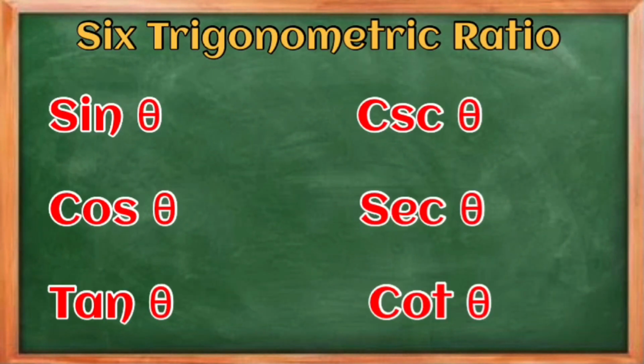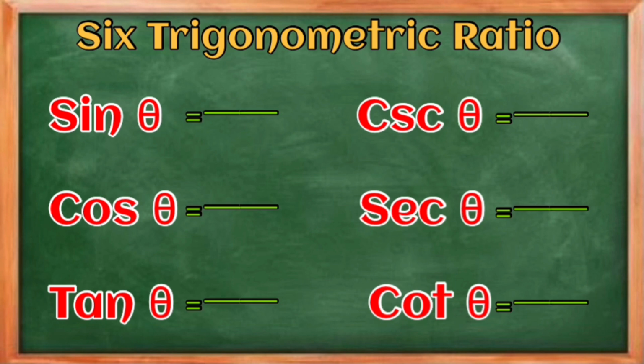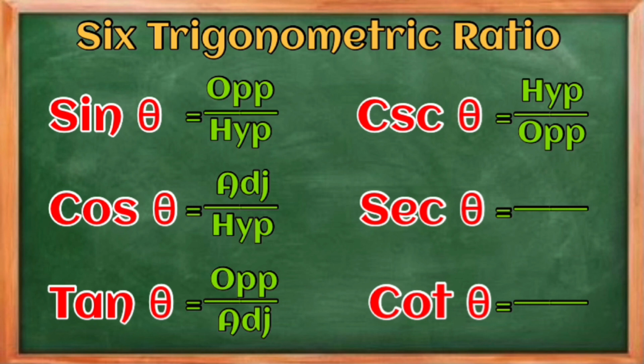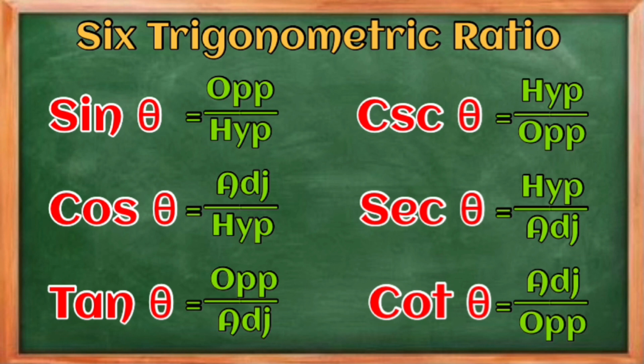And there we have the 6 trigonometric ratios, or the trigonometric functions. Sine theta is equal to opposite over the hypotenuse. Cosine theta is equal to adjacent over the hypotenuse. Tangent theta is equal to opposite over the adjacent. Cosecant theta is equal to hypotenuse over the opposite. Secant theta is equal to hypotenuse over adjacent, and cotangent theta is equal to adjacent over the opposite.